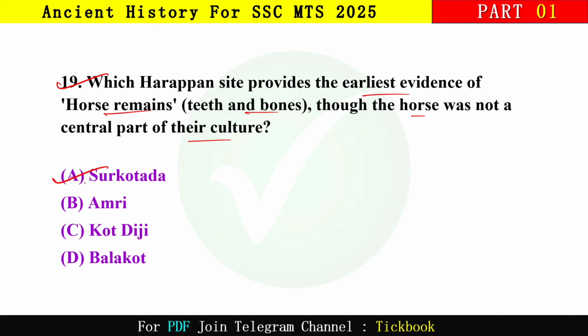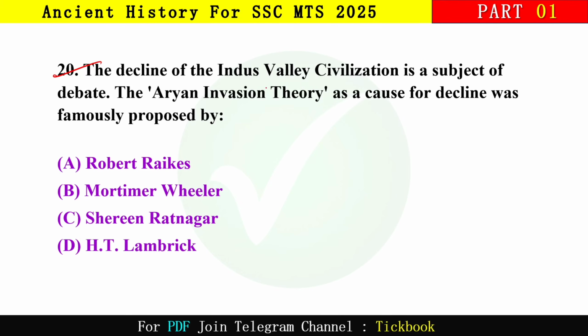Option number A, Surkotada. 20. The decline of the Indus Valley Civilization is a subject of debate. The Aryan invasion theory as a cause for decline was famously proposed by? Option number B, Mortimer Wheeler.